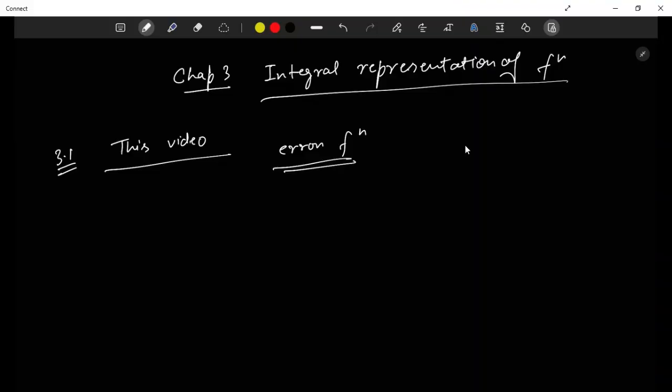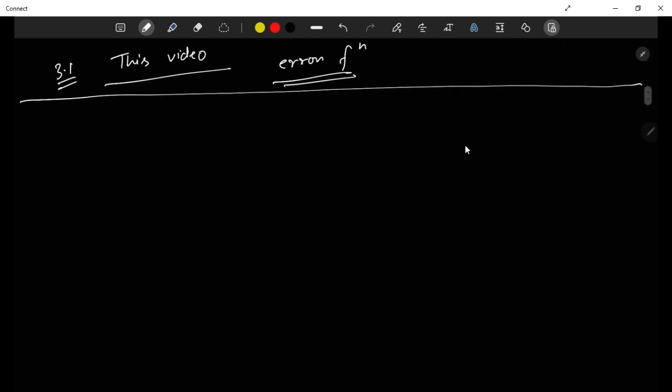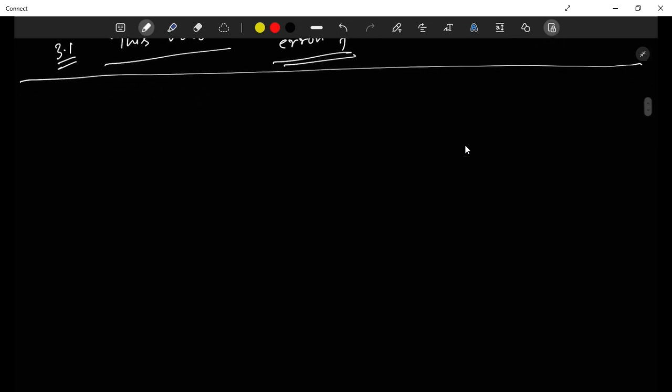Here we are going to discuss chapter number 3, integral representation of function, and the section is 3.1, error function. So let us first look at what is the definition of integral representation of a function. Sometimes what happens is that you are not able to integrate a function in closed form, and it is not possible to fully integrate a definite integral. So we write some function in integral representation.